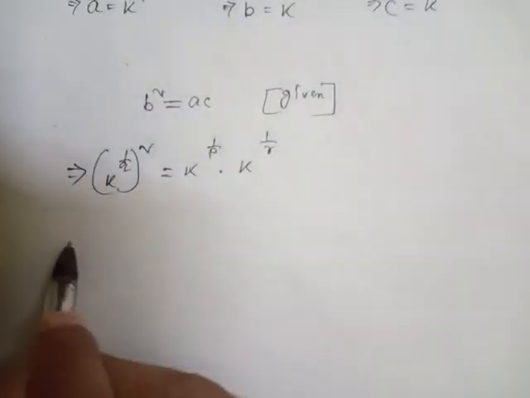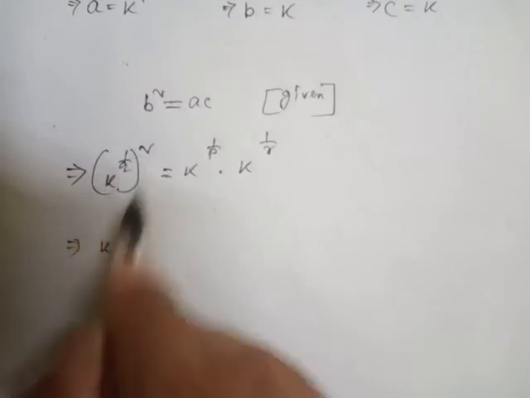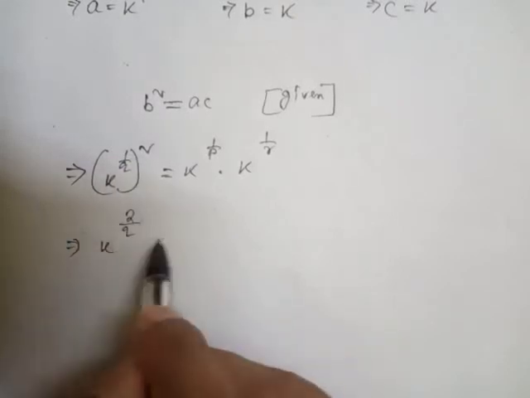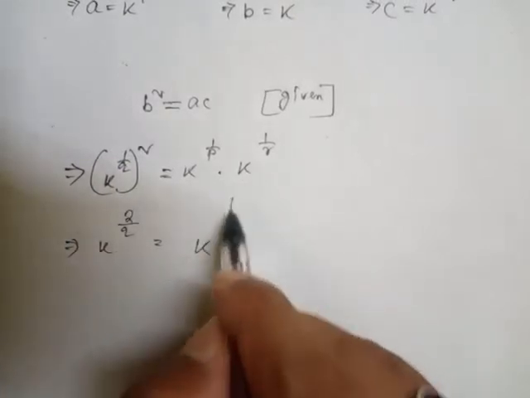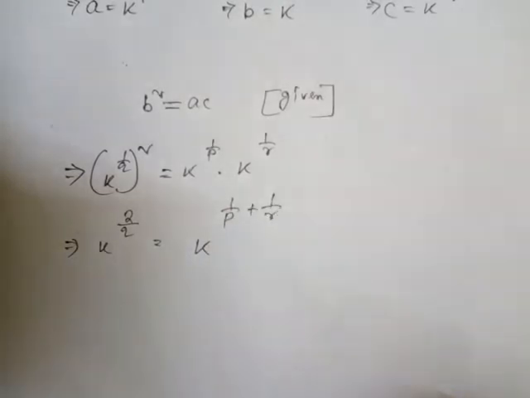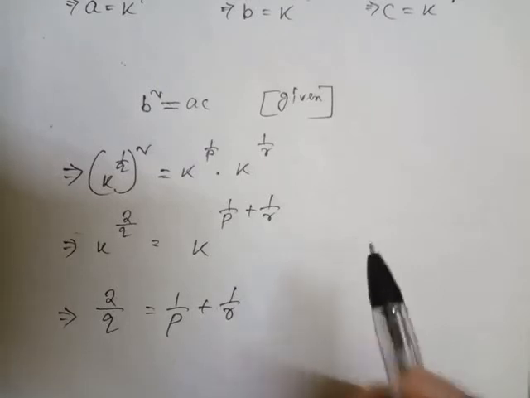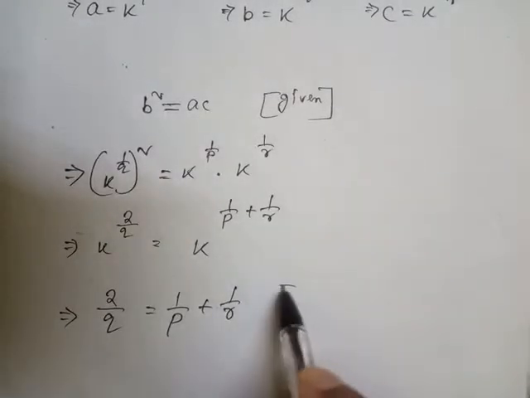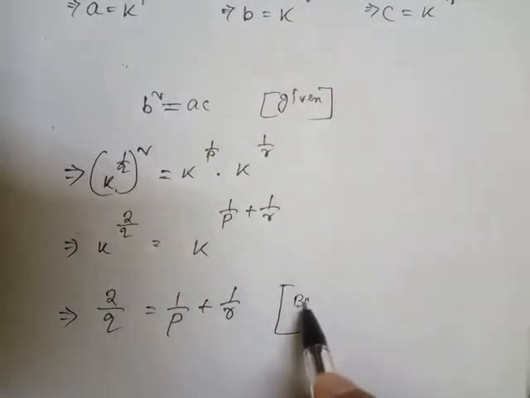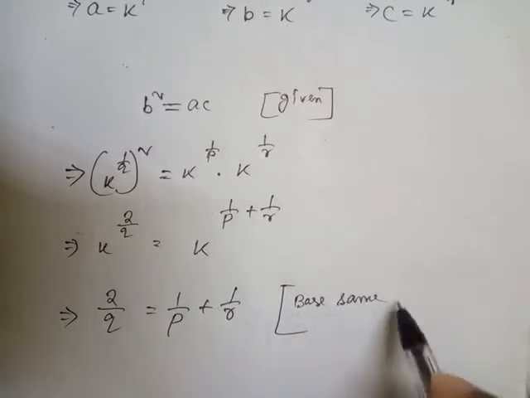Now look what will happen. So there is k to the power 2 by q, and if the base is the same, powers should be added, so 1 by p plus 1 by r. Now here also the base is same, powers are equal, so we can write that 2 by q equal to 1 by p plus 1 by r. So you can write that base same, powers are equal.